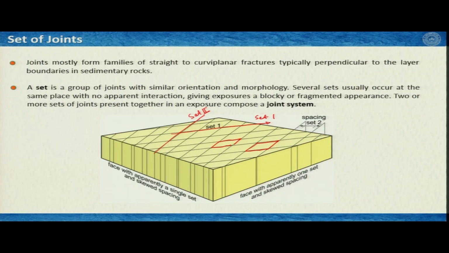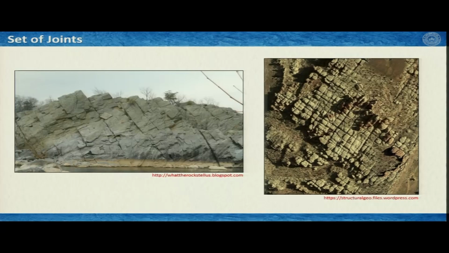Two or more sets of joints present together in an exposure generally compose a joint system, and in the joint system you can figure out the spacing between the joints. For example, this is the spacing between set 2 joints. You can also figure out the angles between the joints, and these are sometimes important for structural analysis, provided they formed at the same time. So here is one example. In the first one, you see that it is predominantly one set of joints, which are this one.